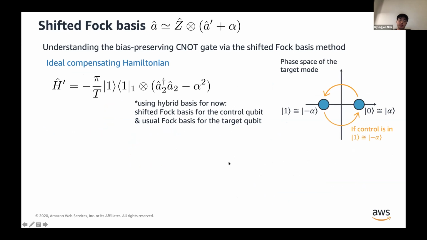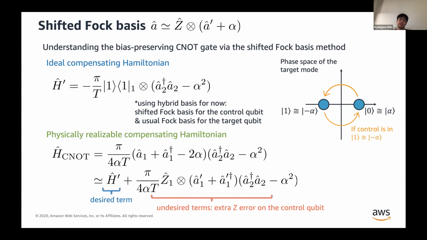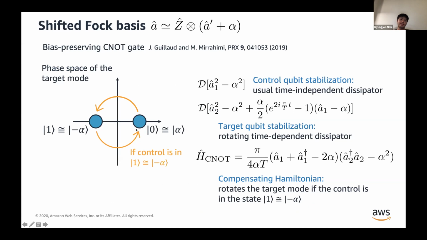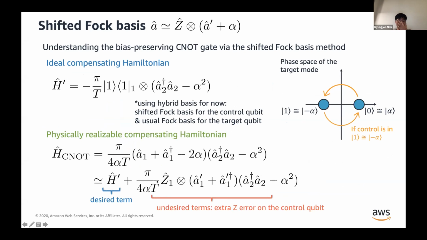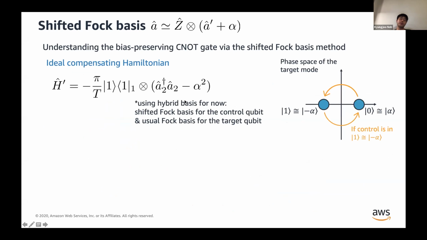So just to have a little more understanding of how this works, I'm going to again use the shifted Fock basis to analyze this bias preserving CNOT gate. And also what's really important to point out is that because these two logical states are well separated in the phase space throughout the entire implementation of the gate, the noise is still biased towards the phase flip error. And that's a really important design principle behind this scheme. So this is what we really want to have.